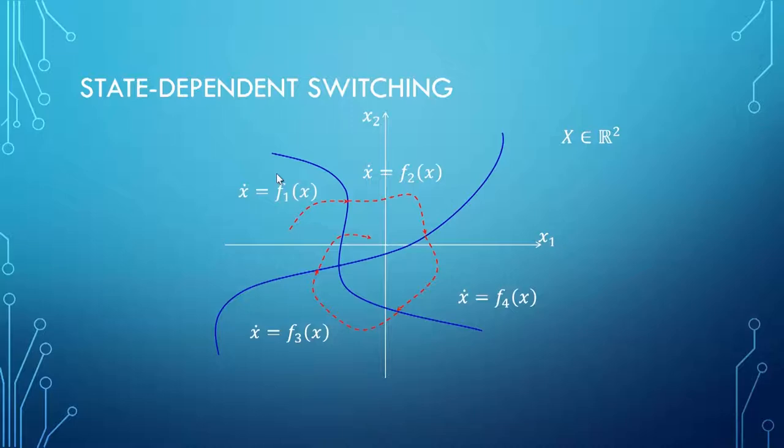So the objective is you design the switching condition. You design this surface, these blue lines, such that this trajectory, this red line, which is the trajectory of the solution, right, the trajectory of x, can be stabilized to the origin, to the desired position. Okay. So you need to design this blue line, the switching conditions, and maybe the controller for each subsystem. So you have two things to do, right? Design controllers and switching conditions. Okay.